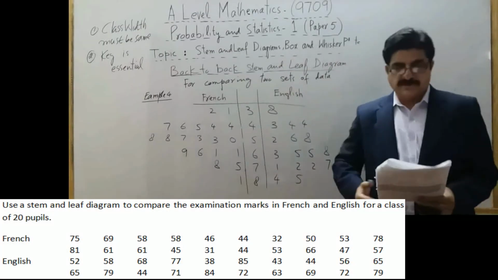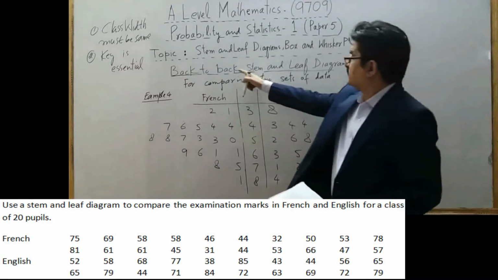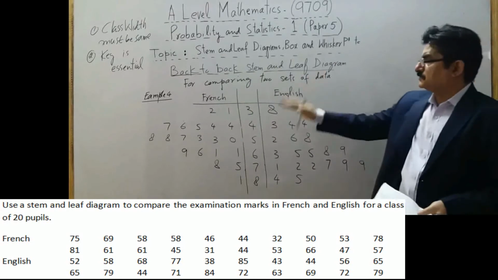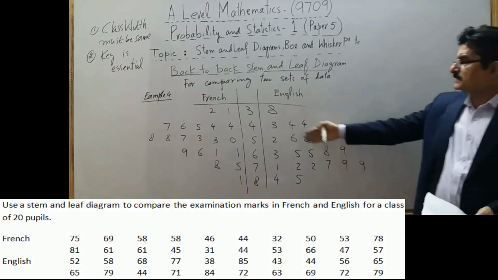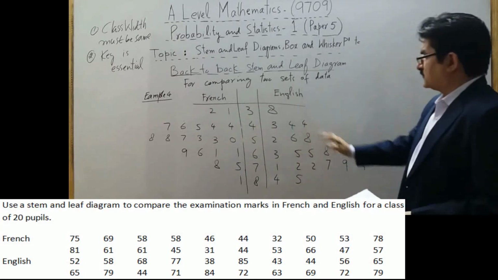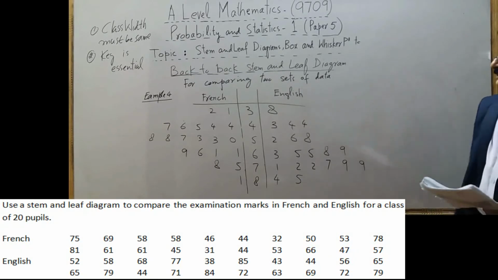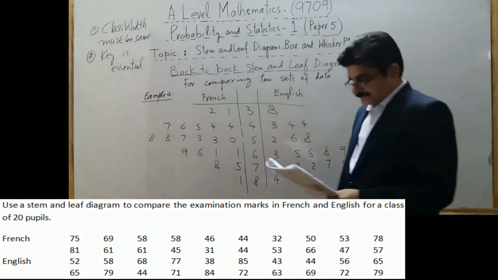Okay, our next example is different. We have a back-to-back stem and leaf diagram. Sometimes we have two sets of data that we want to compare. For your convenience, I have already constructed the stem and leaf diagram. You know how to construct it. Now how will you get the comparison of the two?